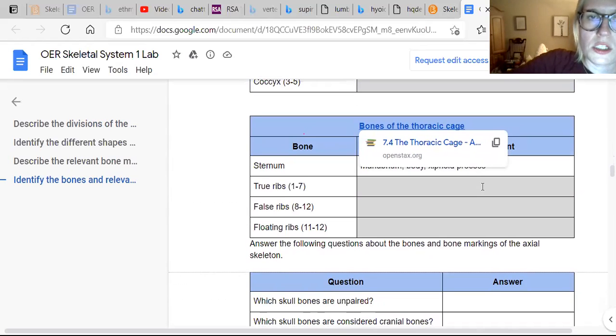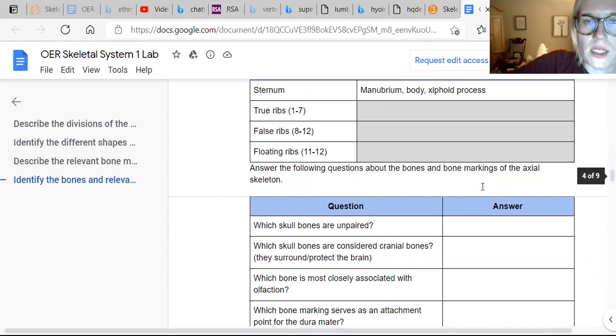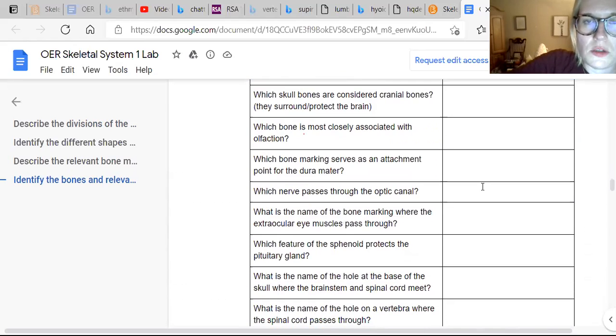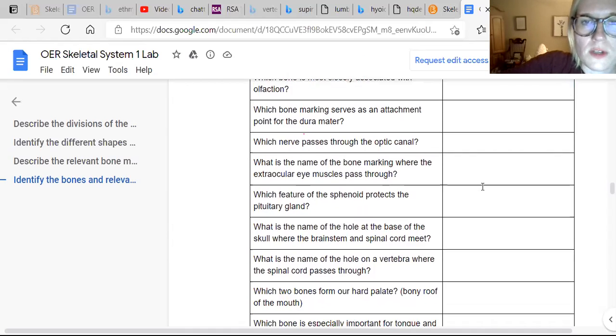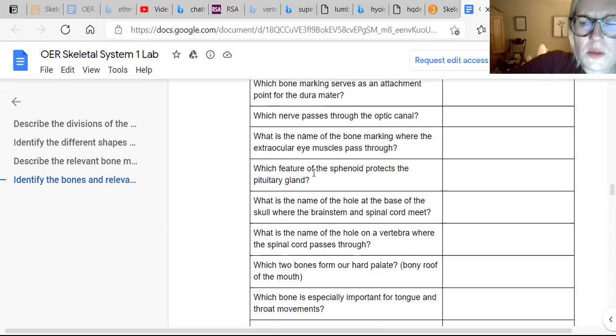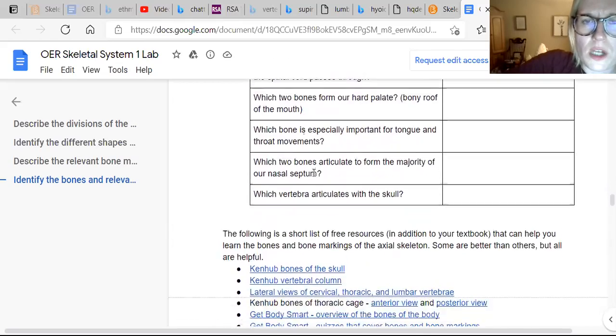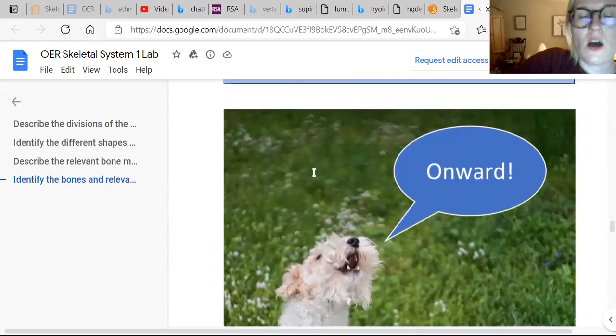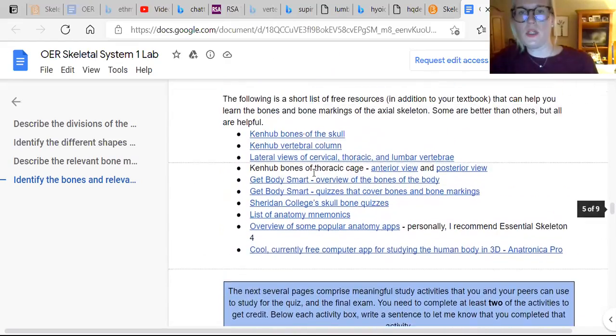And then, of course, the sternum, we talked about true, false, floating ribs. And then there are going to be some questions about the bones of the skull, just to get you a little bit more aware of what these markings are, where they are found, and what the function of these markings are, for example. Some of these things we've talked about, but as you go through the HyperDoc, it will direct you a little bit more. And that's it. That's all of the HyperDoc. Okay, so it's pretty short.